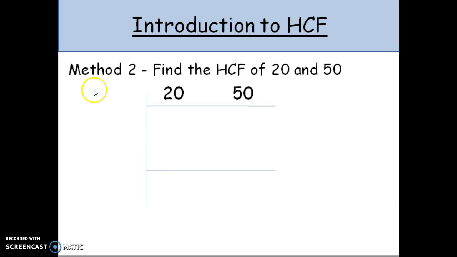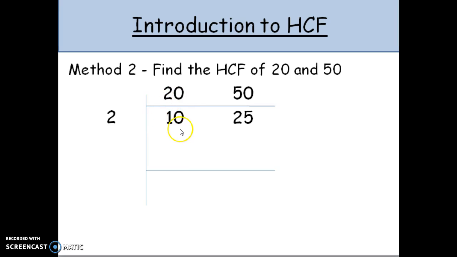Now the next method is method 2. And I prefer this method because it's a little bit easier to see. The very first thing is you try to find out what number goes into both 20 and 50. In this case, it's 2. So 2 times 10 is 20. 2 times 25 is 50.